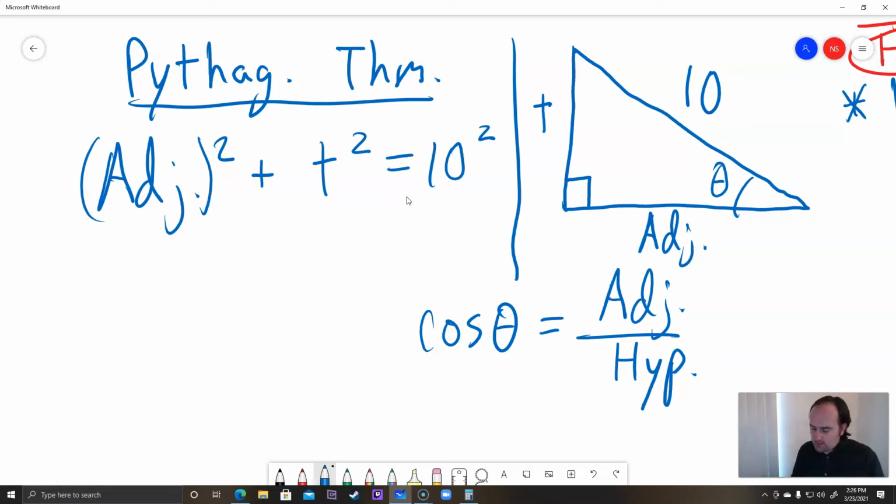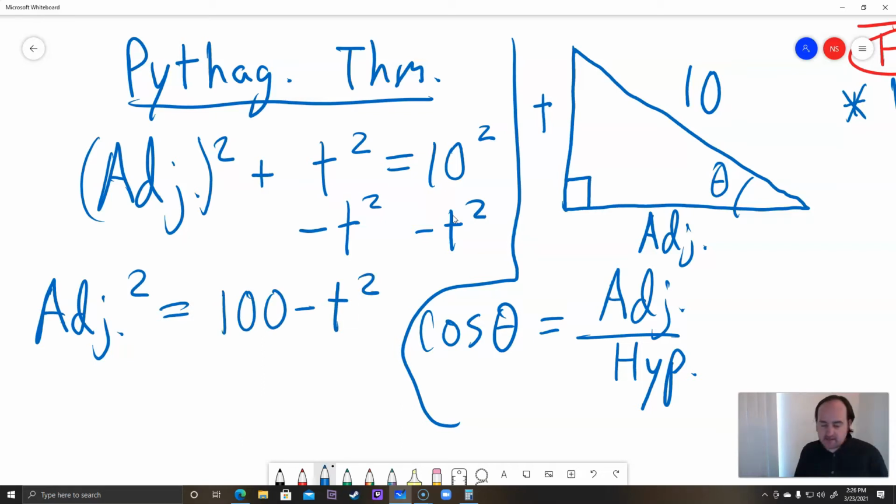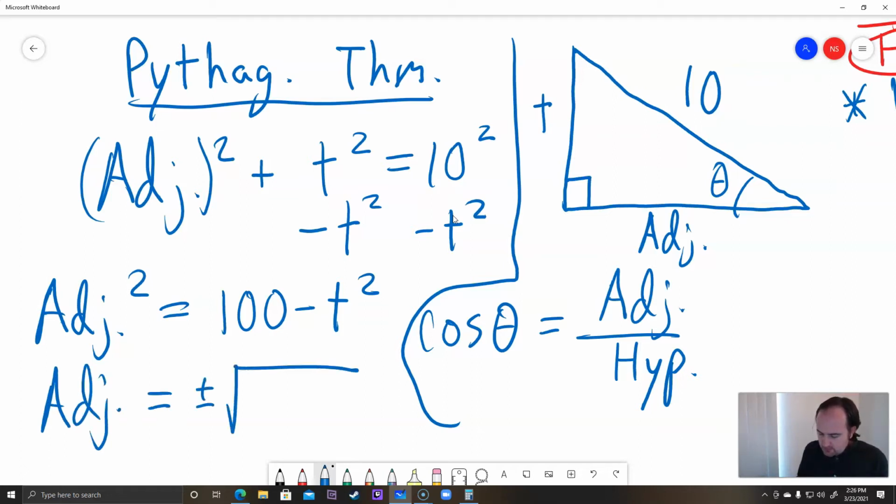Okay, and we don't know the adjacent, but we can solve this for the adjacent. So if we subtract t squared from both sides, then we're going to get adjacent squared equals 100 minus t squared, because 10 squared is 100. And then taking the square root, we get adjacent equals plus or minus the square root of 100 minus t squared.